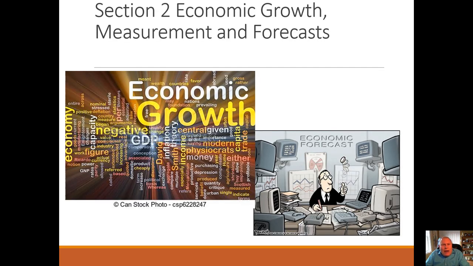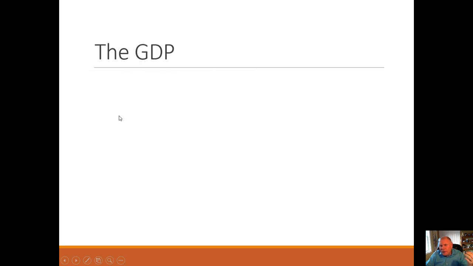There's many ways that we can measure growth. There's different indicators. There's thousands and thousands of indicators of what's going on in the economy. Some of them very minute, measuring very small things, but they all come together. And for our purposes, I want to focus on some of the key measurements that we use across the globe.